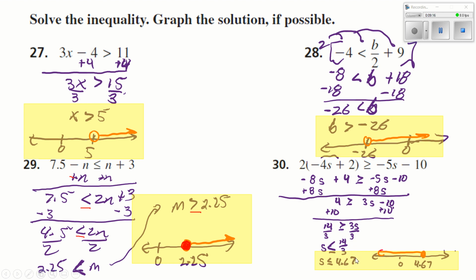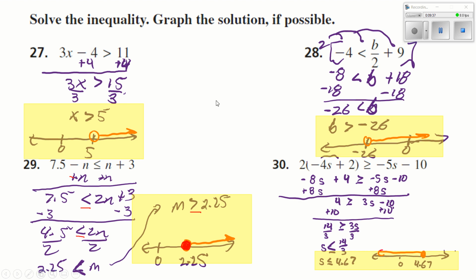This is going to leave me with 4.67 by the looks of it. If you remember to put the dot in this time, since s is less than or equal to this number, then it will be all the numbers that are less than 4.67. All right?